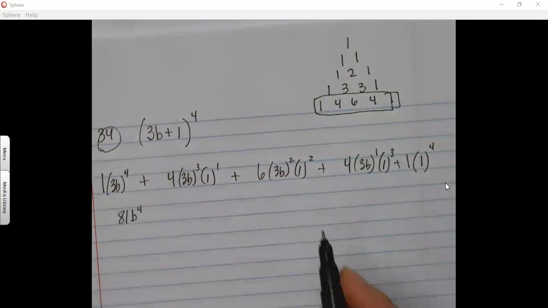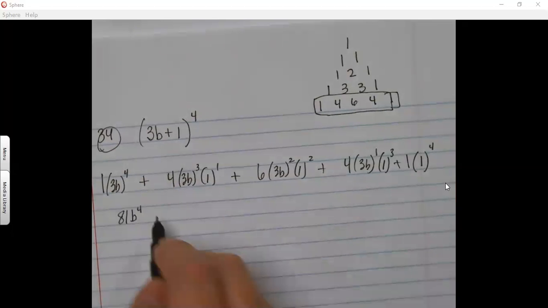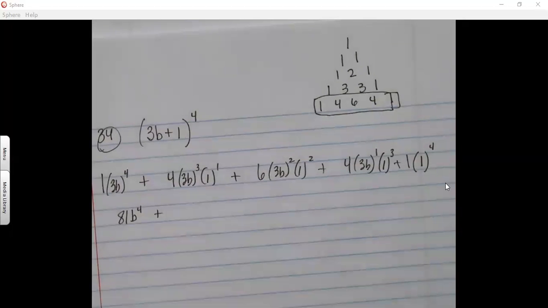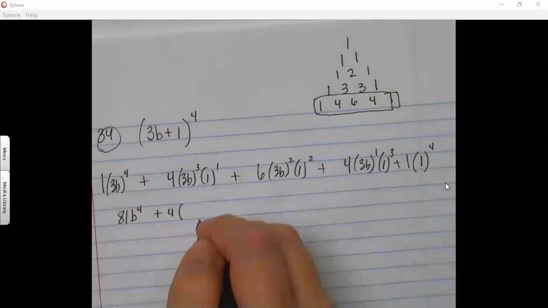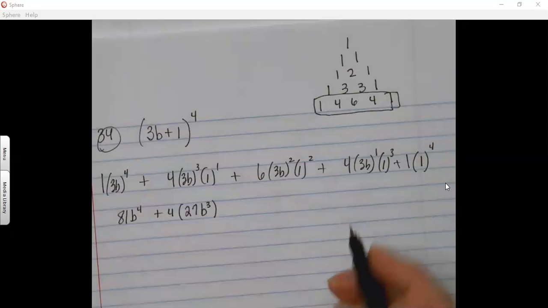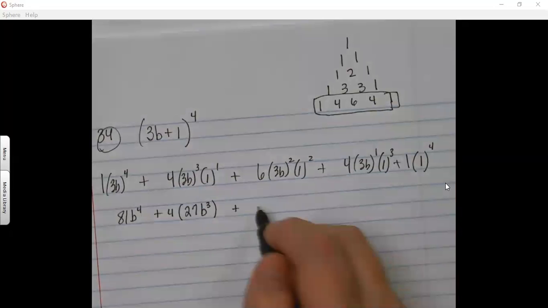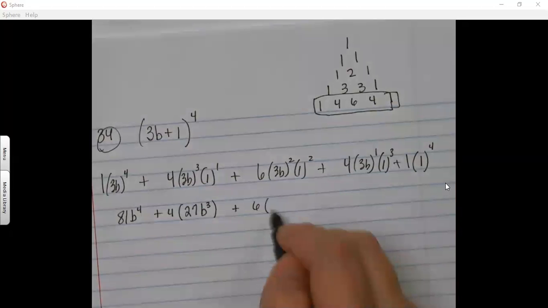Okay, look at the next term. Do I do 4 times 3b first or 3b cubed first? 3b cubed. So I'm just going to do 4 times. What is 3b quantity cubed? 27 what? b cubed. Do I need to put times 1? No. Plus, let's go to the next one. I don't do 6 times 3b first. That's multiplication. Exponents come first. What's 3b quantity squared? 9b squared. And then 1 squared is 1. I don't need to multiply by 1.